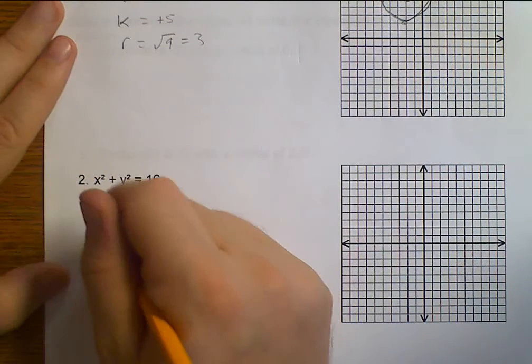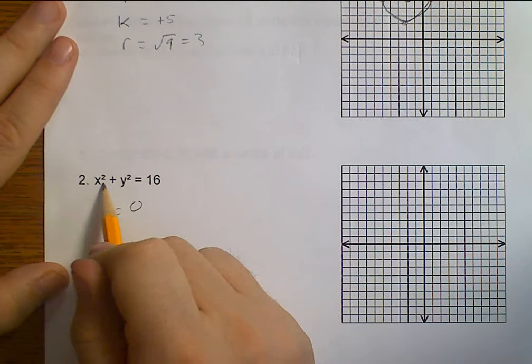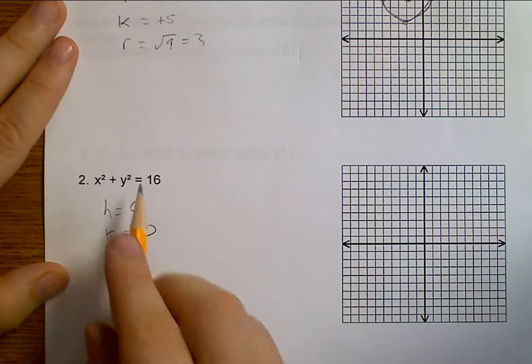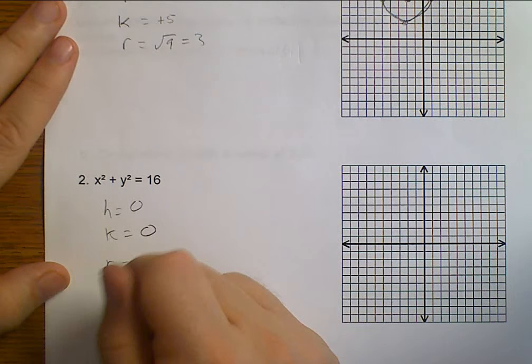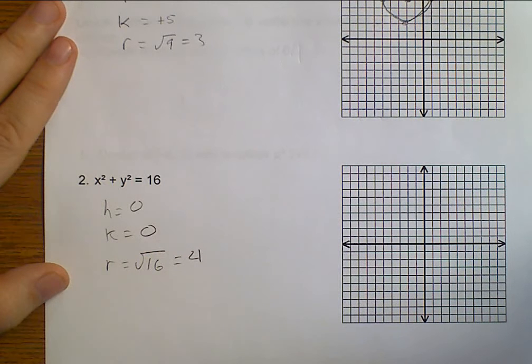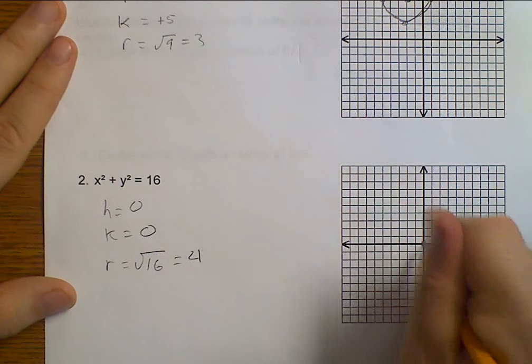Well, h would be 0 because we're not adding or subtracting. K would also be 0 because we are not adding or subtracting. R is the square root of 16, which would be 4. So I come over to 0, 0, and I go 4 in every direction.